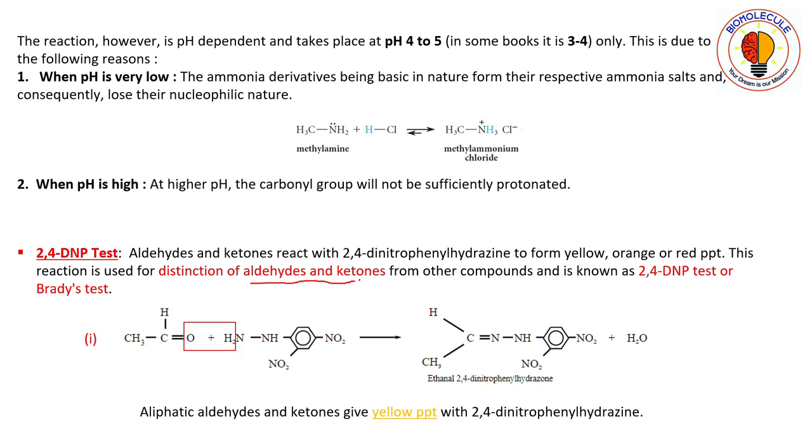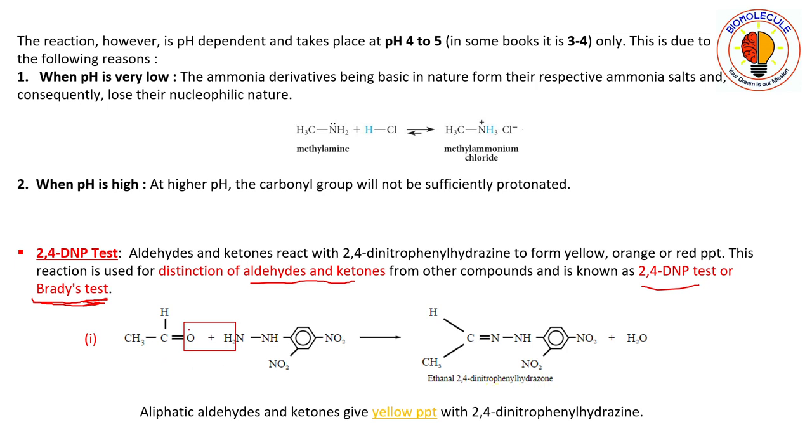That is, whether it is acetaldehyde, propanal, butanal, or whether it is a ketone, that is acetone or benzophenone. So you will get to know exactly what your carbonyl compound is, and this is known as the 2,4-DNP test, or rather Brady's test. Okay, you have to know this name, Brady's test.